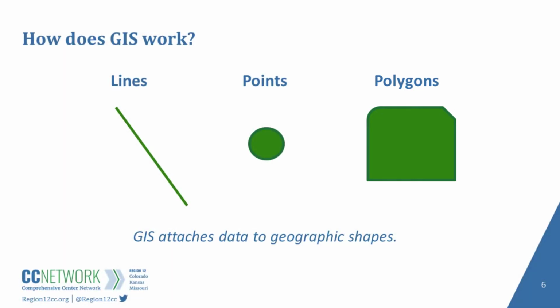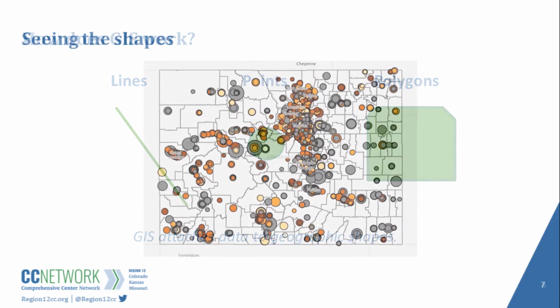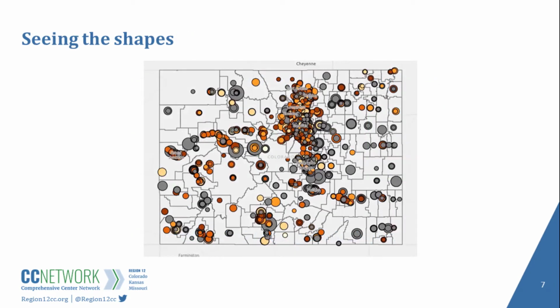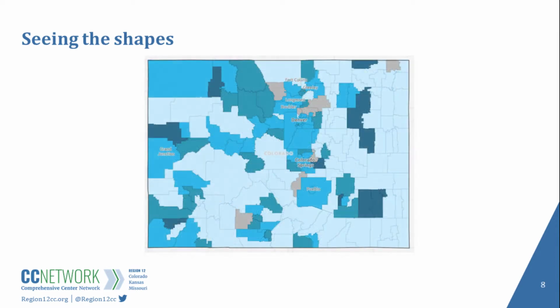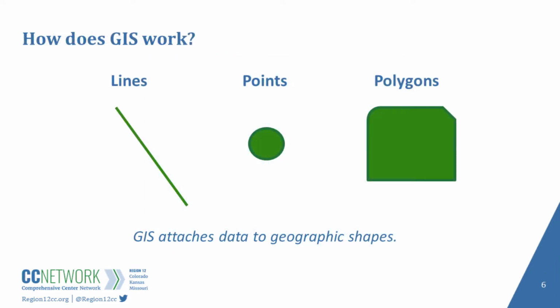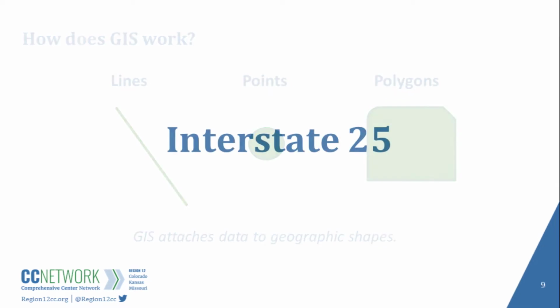Let's see what these terms look like in action. Here is a map of Colorado. Now we see a number of points on the map. In this map, we see polygons, which represent the shapes of school districts. Now let's go through a set of examples to better help you understand what a point, line, or polygon is in a GIS application. An interstate is an example of a line.